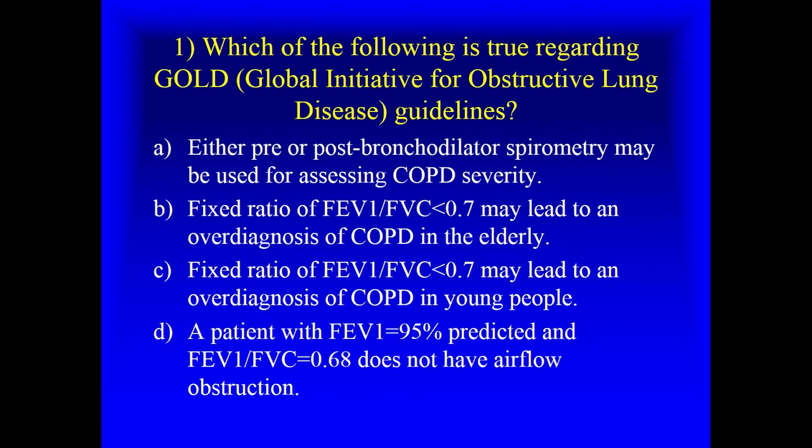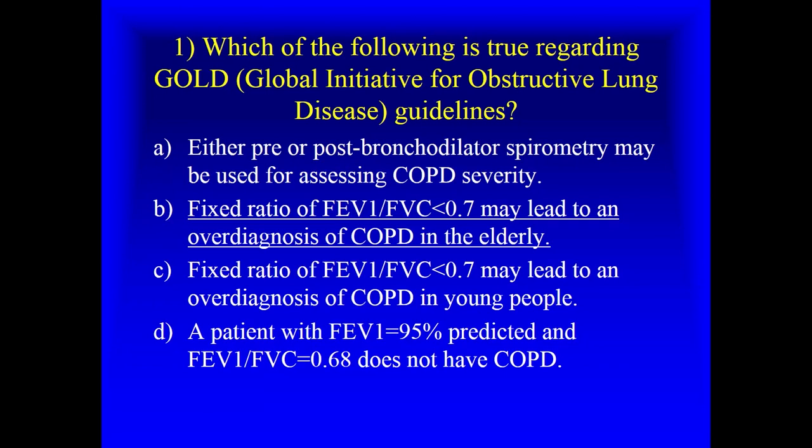Which of the following is true regarding the Global Initiative for Obstructive Lung Disease, or GOLD guidelines? A. Either pre- or post-bronchodilator spirometry may be used for assessing COPD severity. B. A fixed ratio of FEV1 to FVC less than 0.7 may lead to an overdiagnosis of COPD in the elderly. C. A fixed ratio of FEV1 to FVC less than 0.7 may lead to an overdiagnosis of COPD in young people. D. A patient with FEV1 of 95% predicted and an FEV1 over FVC ratio of 0.68 does not have airflow obstruction. The correct answer is B.